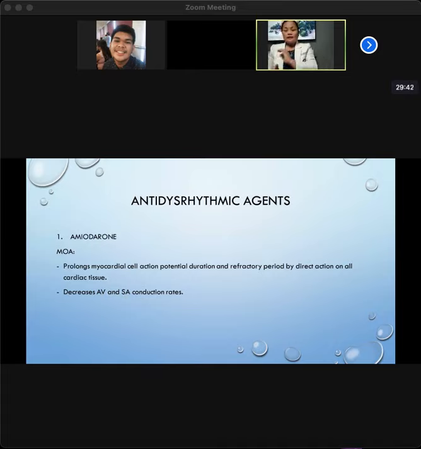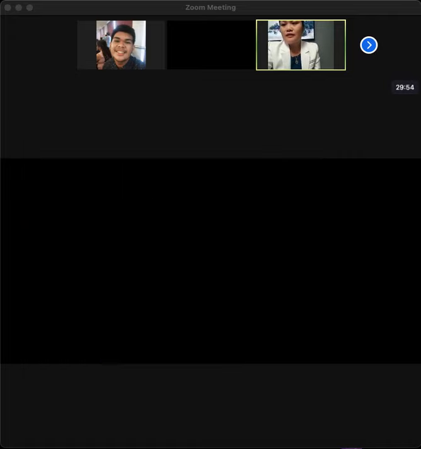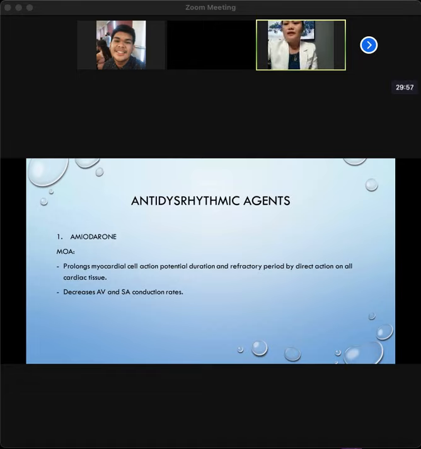Okay. Next is your antidysrhythmic drugs, such as your amiodarone and lidocaine. First, the antidysrhythmic drug that we usually give during resuscitation is your amiodarone. The MOA: it prolongs myocardial cell action potential duration and refractory period by direct action on all cardiac tissues, hence decreasing the AV and SA conduction rates.